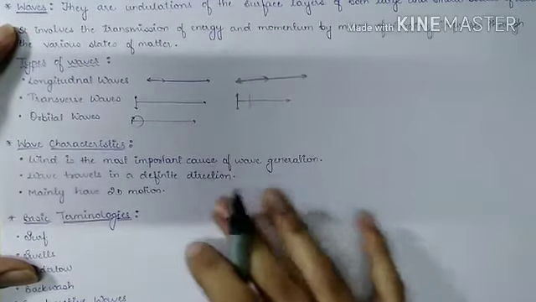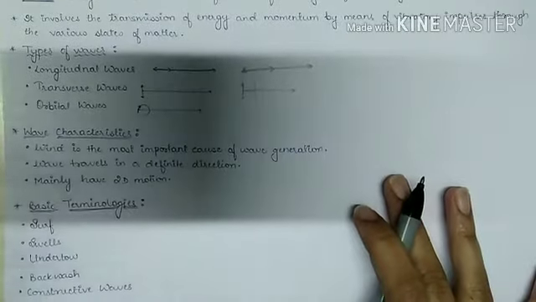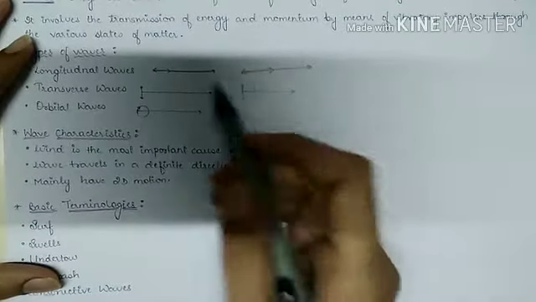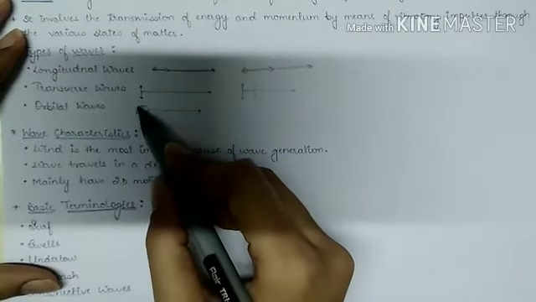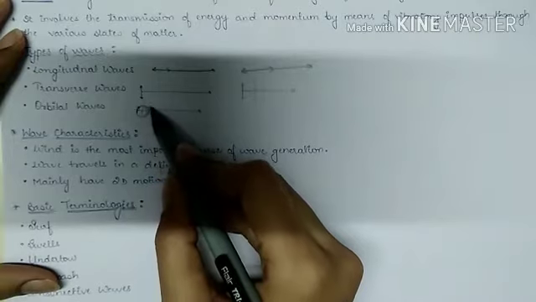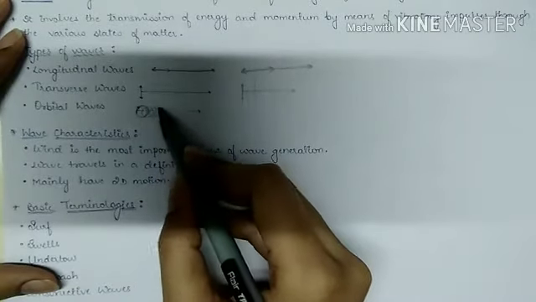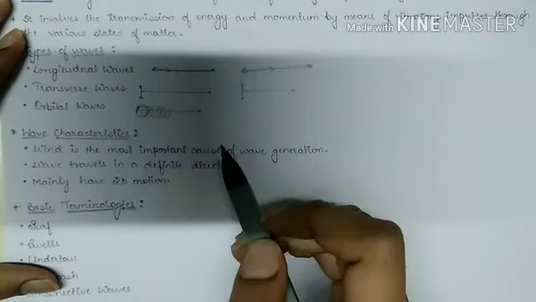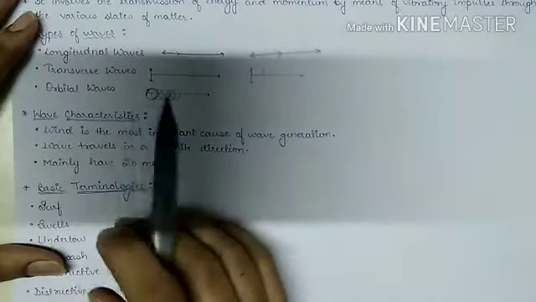Lastly, we have orbital waves. In orbital waves we can see that the waves follow a rotatory motion. This circular motion of wave is known as an orbital wave. Now we will look into wave characteristics.